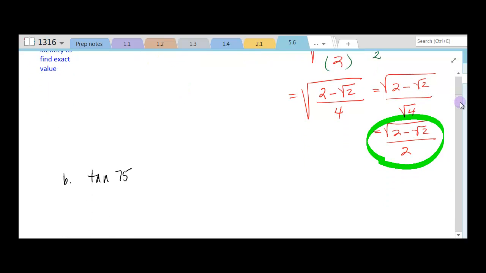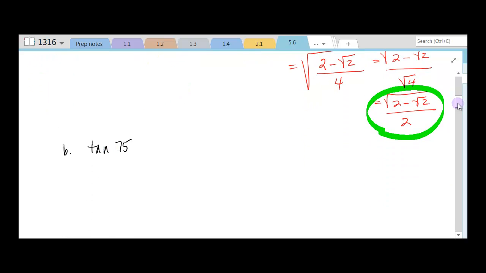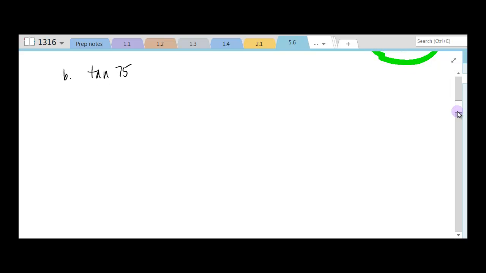Let's try one more. This time we're going to look at the tangent of 75. Okay, the tangent of 75. So again, 75 is not a common angle that I know. So I say, well, if my angle divided by 2 is 75, then the angle times 2 would be 150. Now I do know 150. 150 is a common angle on the unit circle that I've been memorizing up until this point. So it's 150 that I'm going to use for my formula.